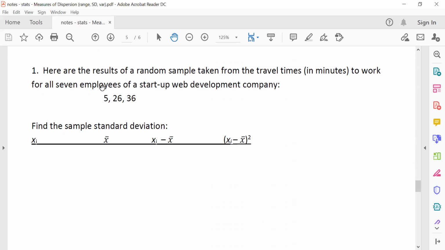Now we can have a sample of 3. So let's say a random sample was taken and only 3 employees made it into the sample, and those 3 employees had drive times to work of 5 minutes, 26 minutes, and 36 minutes. So that is the sample. Maybe we can do this computation together, and then I'll show you, I'll do it in Microsoft Excel most likely. Here we have three employees, 3 in the sample size. So our values are 5, 26, and 36.